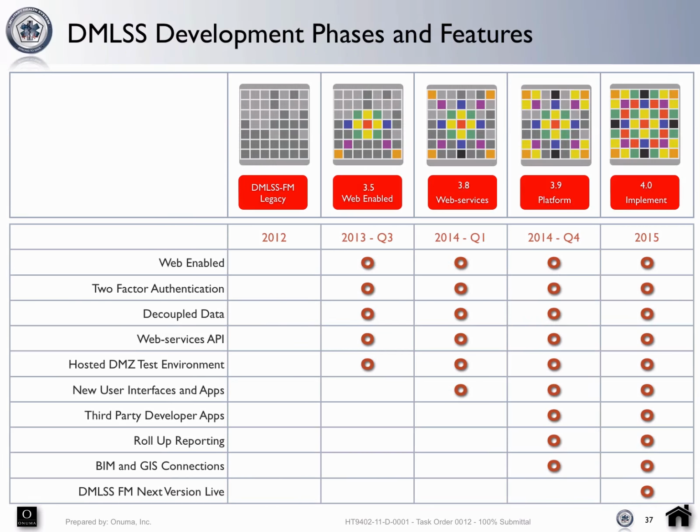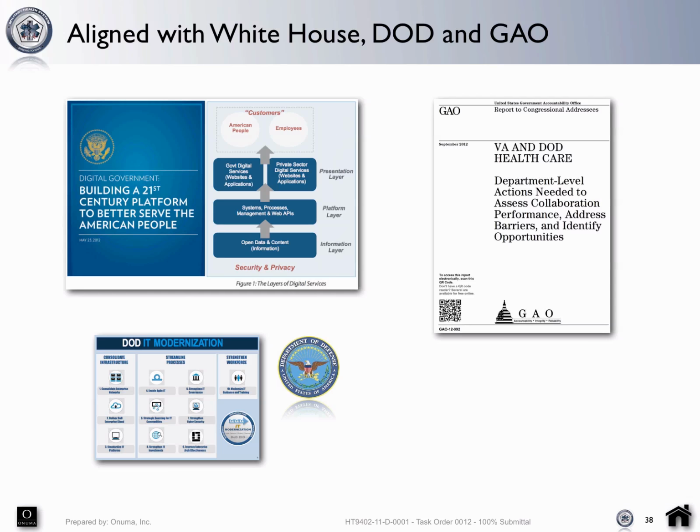So the different phases and features for each version: the legacy version, web enabling it at 3.5, web services at 3.8, the platform at 3.9, and full implementation. This is an agile approach to starting to develop functionality while new features are added based on this strategy.